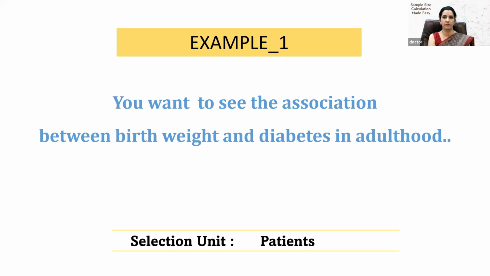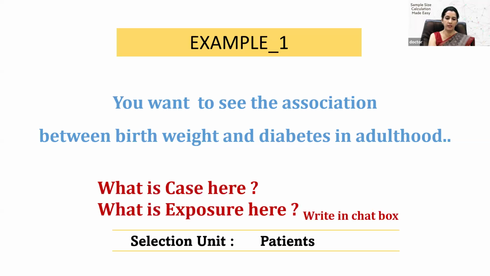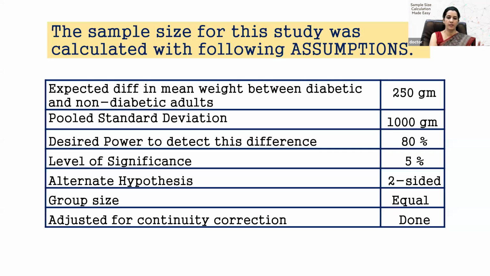So again, one question for you guys. You want to see the association between birth weight and diabetes in adulthood. So diabetes is the case and the exposure is birth weight. The expected difference between the two groups is 250 grams, that is the birth weight, and the pooled standard deviation is 1000 grams. So how will I calculate this?